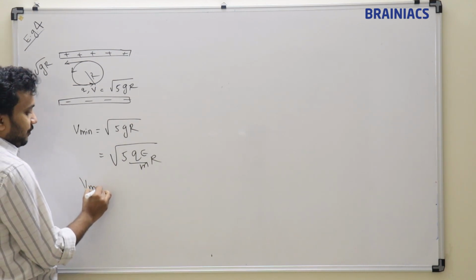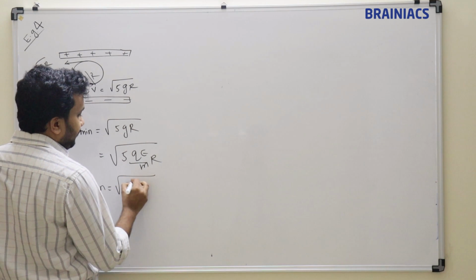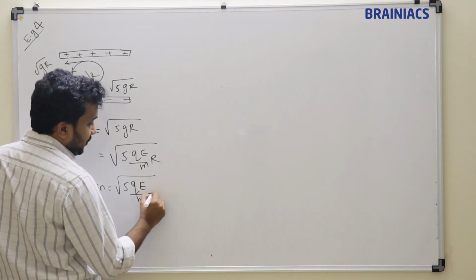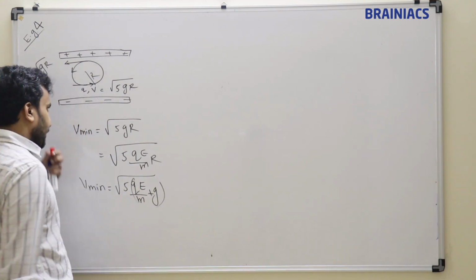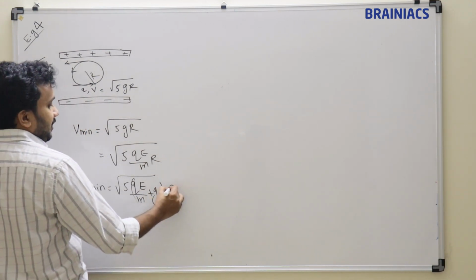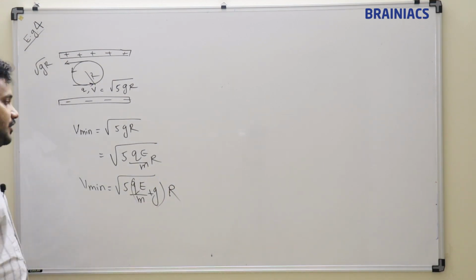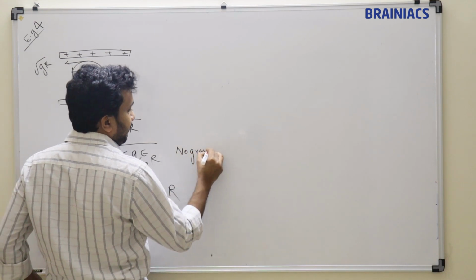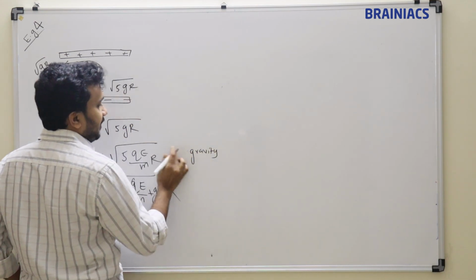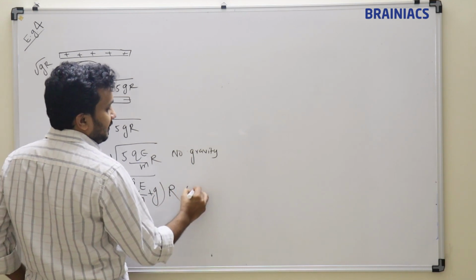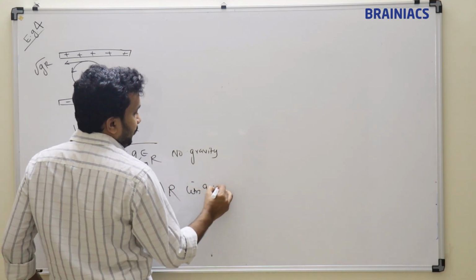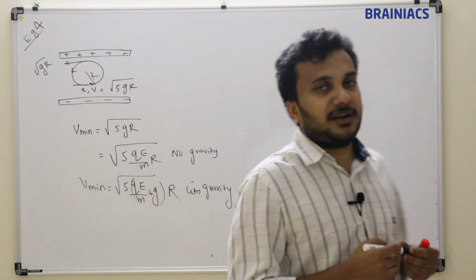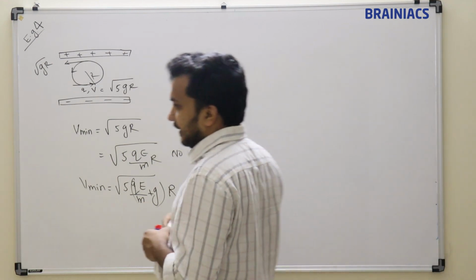If the question is asking with gravity, then we can say 5 into QE by m plus g, the effective acceleration, into r. R is the radius of the circular motion. So no gravity, this is without gravity, and this is with gravity. So two cases we have, right? No gravity and with gravity. This is also one example where I have connected circular motion with electrostatics.